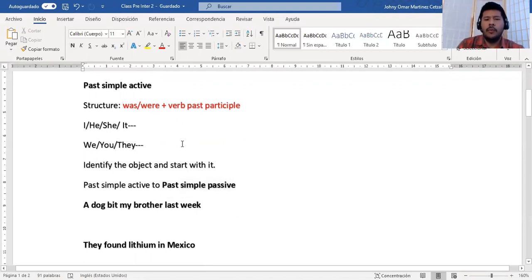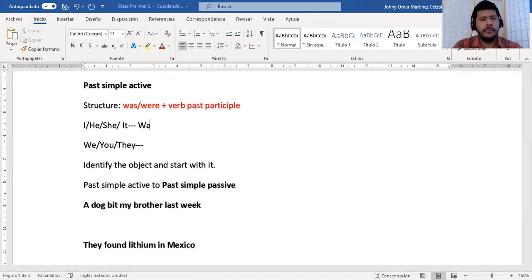So you've got was or were plus the verb in past participle. That's going to be your structure for past simple passive. You have to remember how to conjugate the verb be. Now, for the case of I, he, she, it, what is the correct one? Was or were? So yes, correct. It should be was, okay? So I was, he was, she was, and it was.